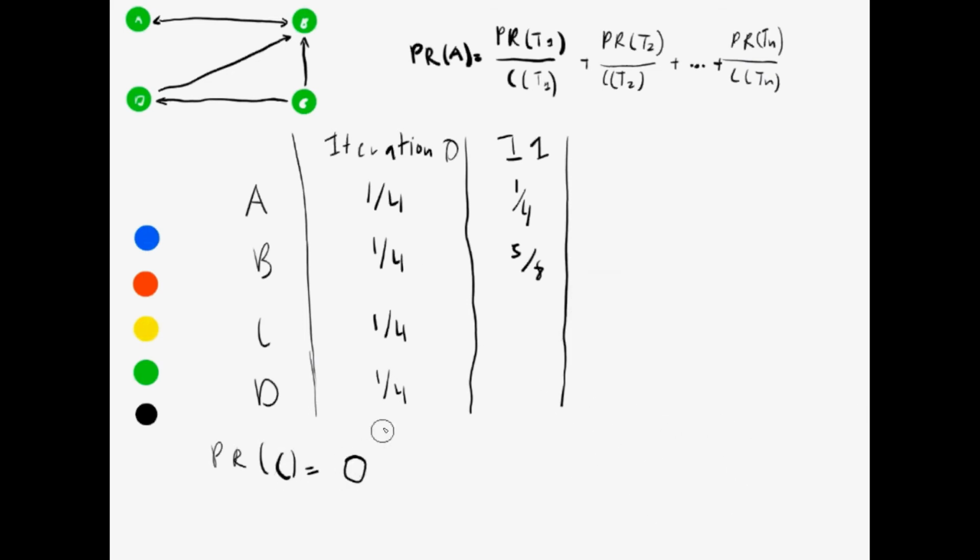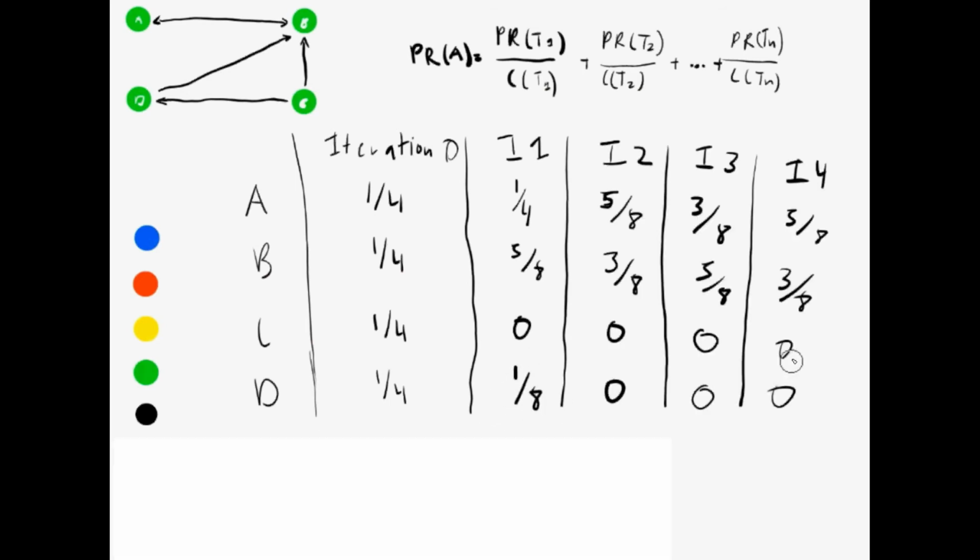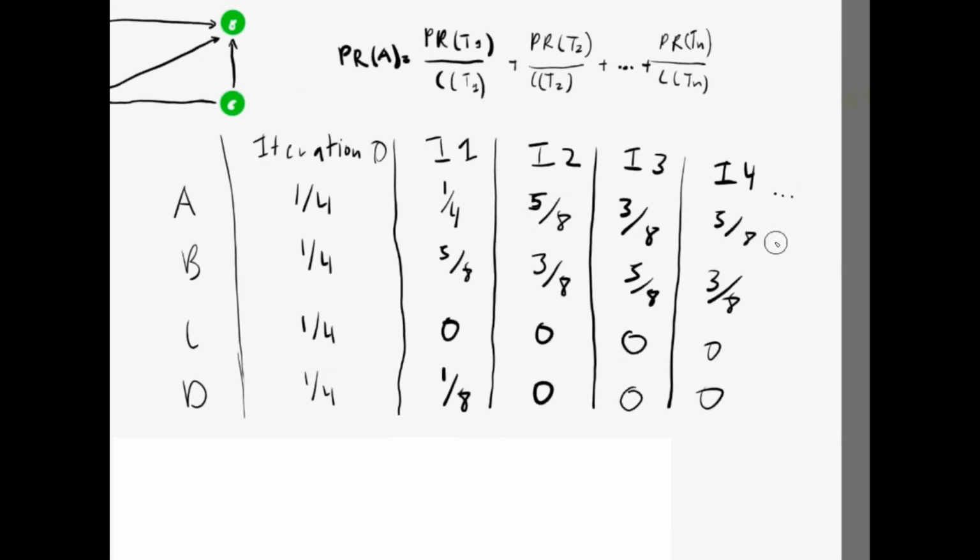The PR of C is 0 because it does not have any inbound links. The PR of D is 1/4 divided by 2. We repeat that with the next iterations, stopping at iteration 4 where site A and site B will just keep on switching PRs, so we will stop there.